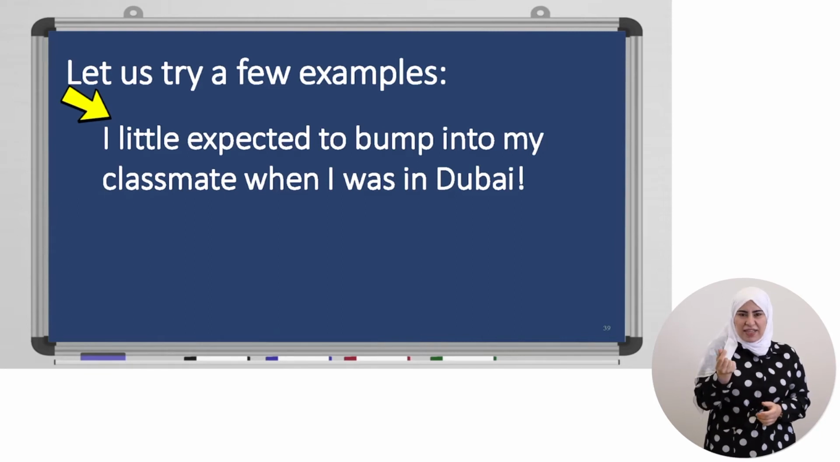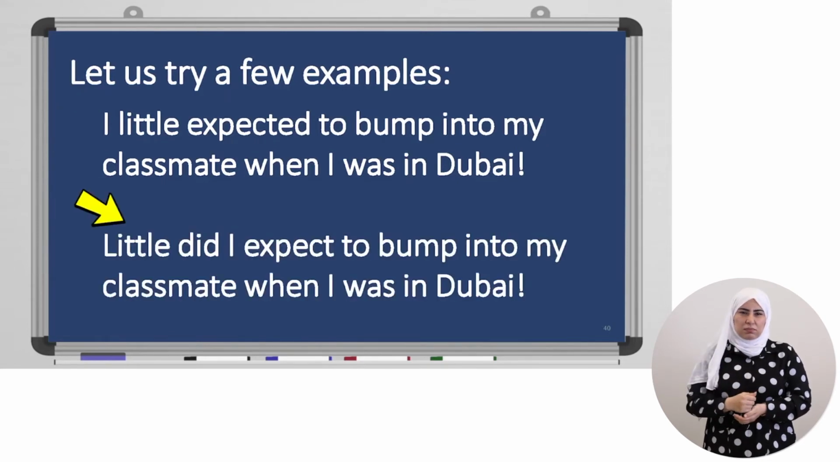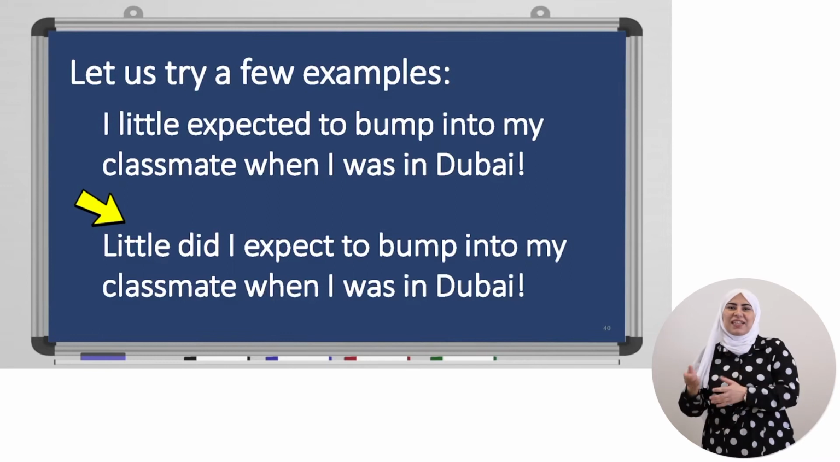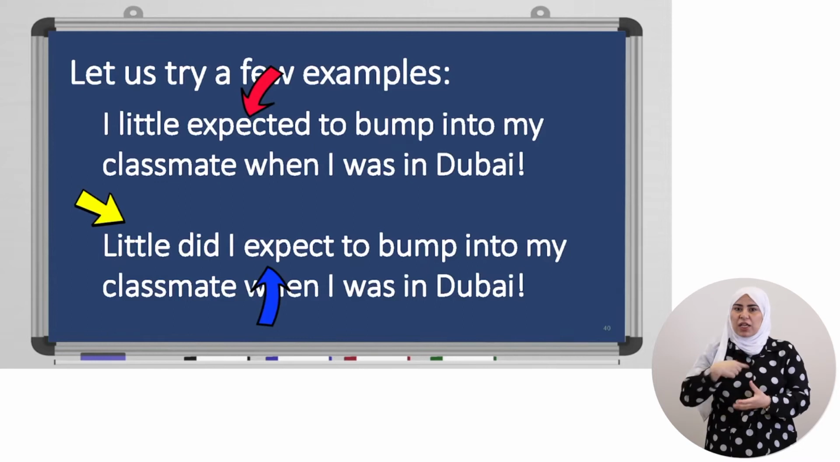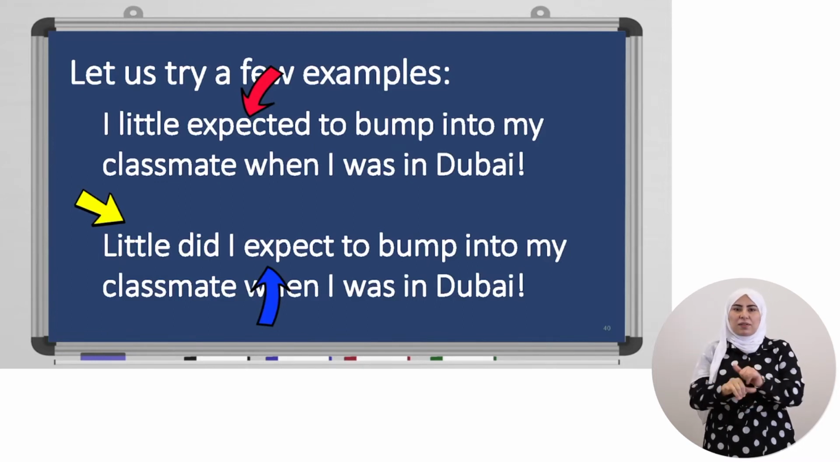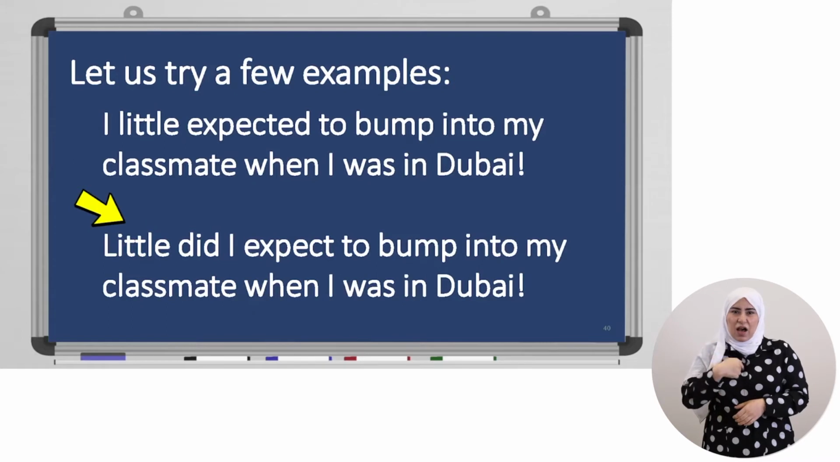So is there a helping verb or an auxiliary verb in the sentence? No. So we're going to simply fill in the equation. Little did I expect to bump into my classmate when I was in Dubai. Now, notice, because we used did and it's in the past tense, what do we do with the verb, which was in the past tense, expected? We change it. We don't keep it in the past tense because we replaced it with did. Little did. Did is in the past, so we don't need to repeat it again in the main verb expected. Little did I expect to bump into my classmate.